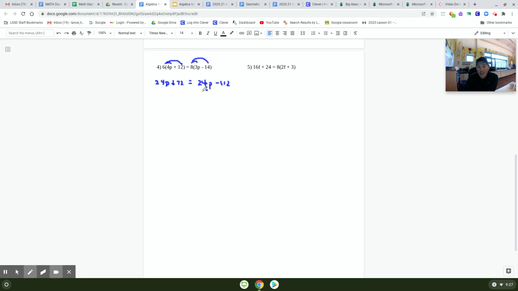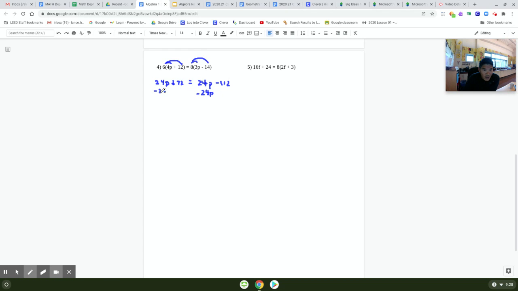So if I want to get the variable to one side of the equation, on the right side, there's 24p. 24p is actually being added to negative 112. Again, there's no sign in front of the 24p. It's a positive. So if I really wanted to, I could put a plus there. So the correct inverse operation is to subtract 24p from each side of the equation.